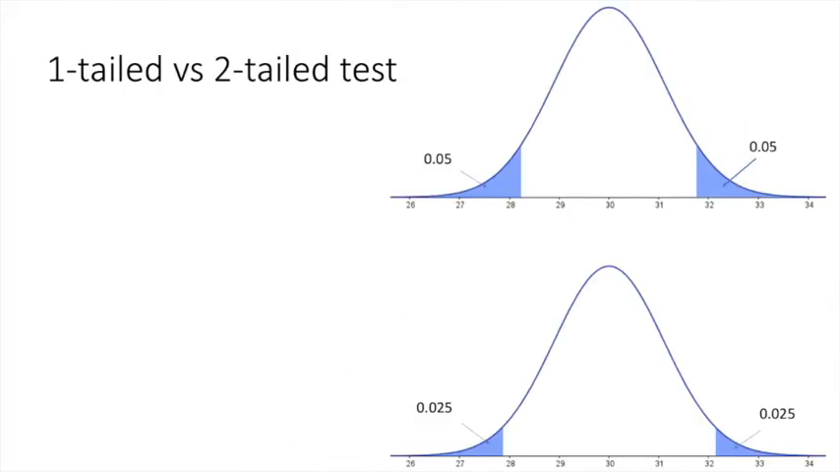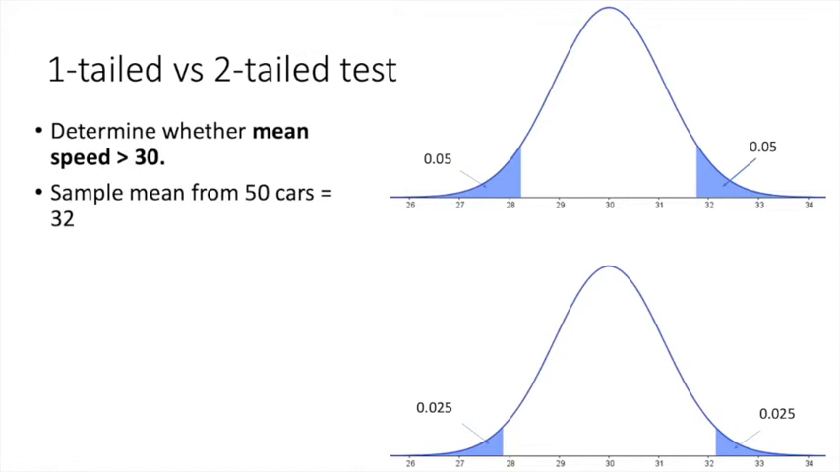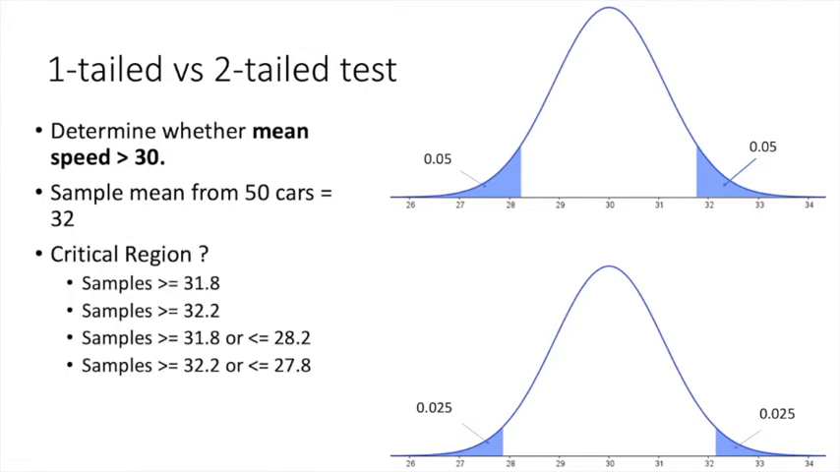So here's an example comparison between the two kinds of test. Suppose we test whether the mean speed is greater than 30. The sample mean from a sample size of 50 equals 32. You can compare the critical regions for one and two-tailed tests from these pictures. Can you guess the critical region for the one-tailed test?